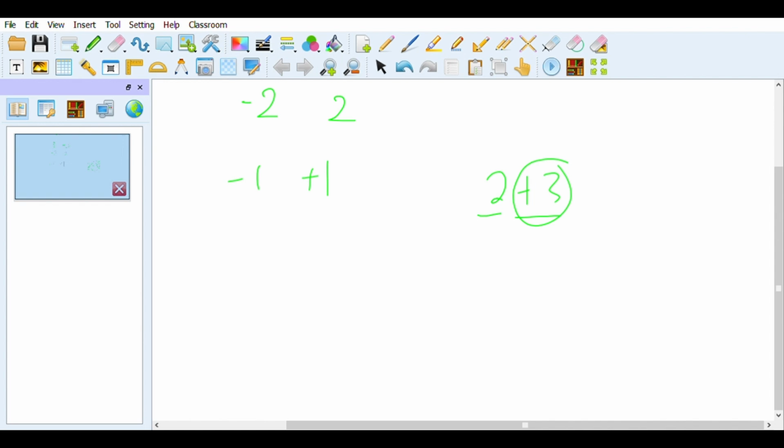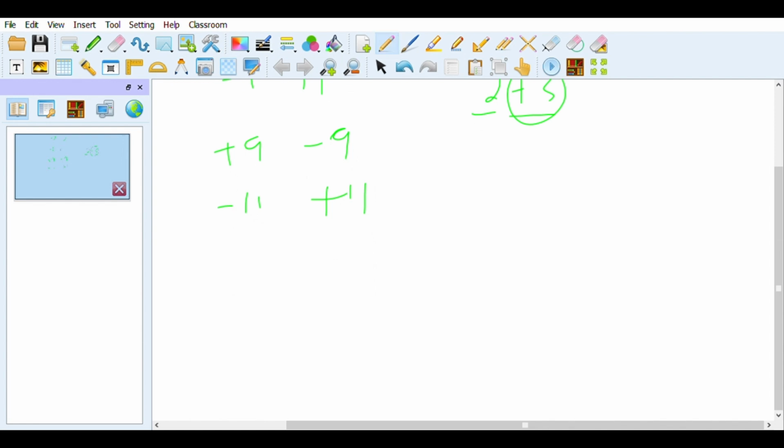So what will be the additive inverse of plus 9? That will be negative 9. The additive inverse of minus 11 will be plus 11. The additive inverse of minus 20 is going to be plus 20.